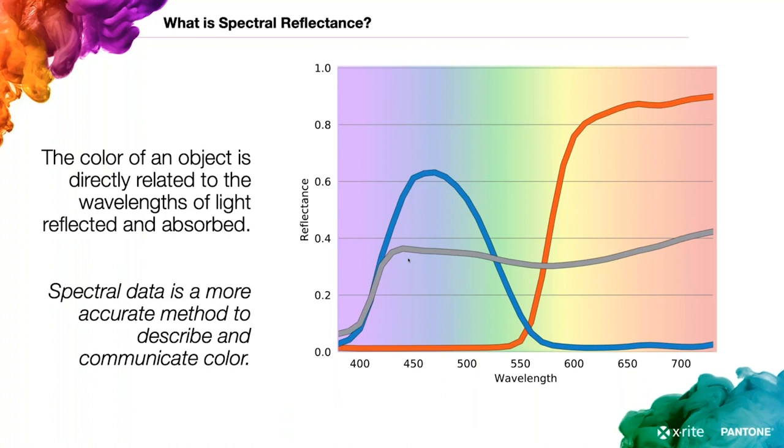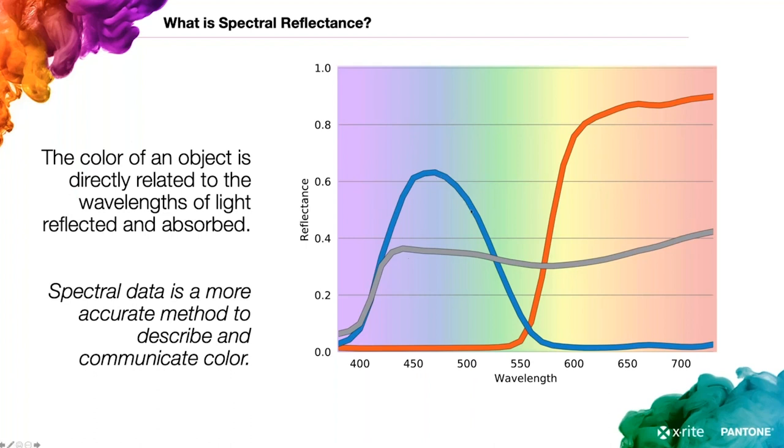So what happened? Before I get into what happened, I want to talk about what is spectral reflectance as an introduction. So the color of an object is directly related to the wavelengths of light reflected and absorbed. So spectral data is a more accurate method to describe and communicate color.